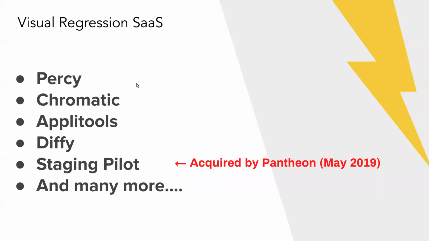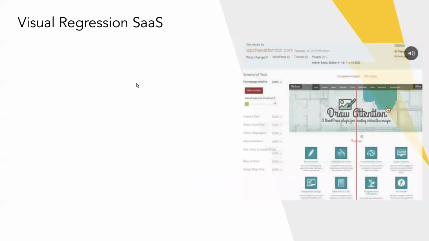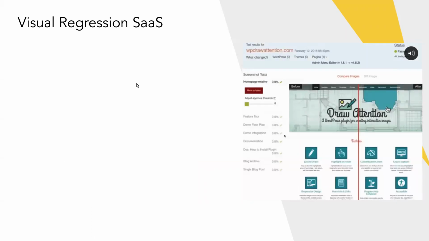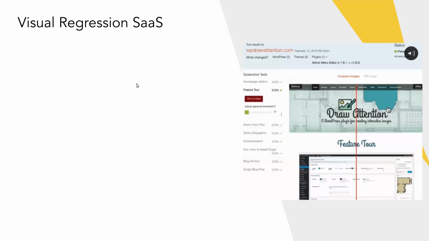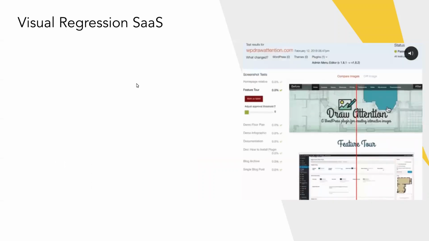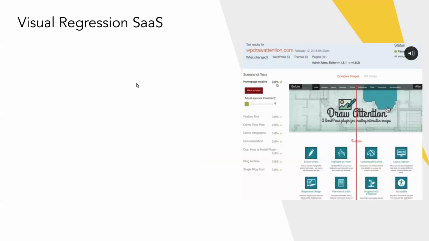So for Staging Pilot, that's their UI. They have a web tool where you put your URL to test against the changes that you have, and there's a scrubber for you to check which change, if there is a change.